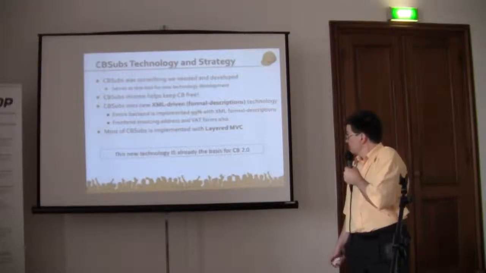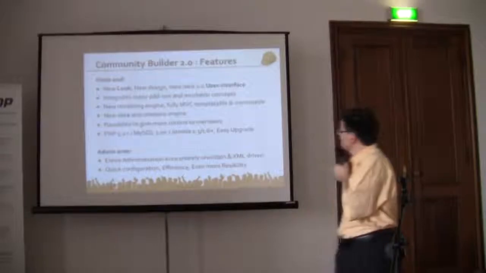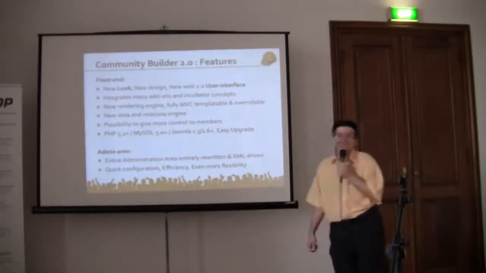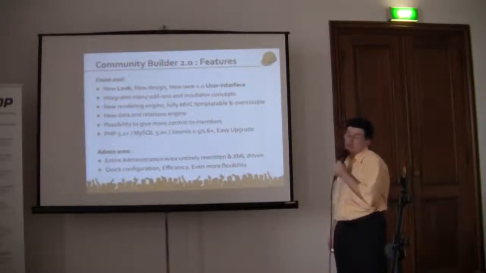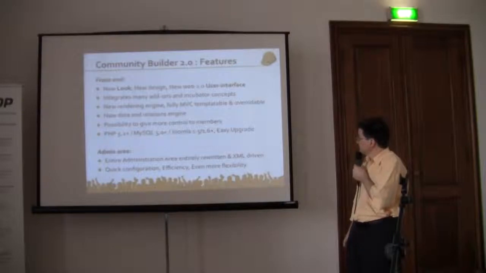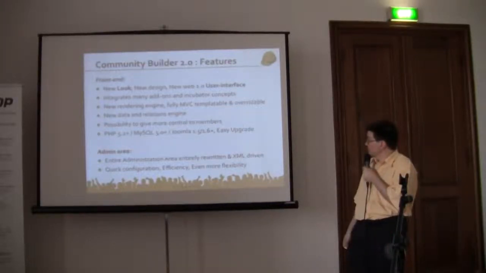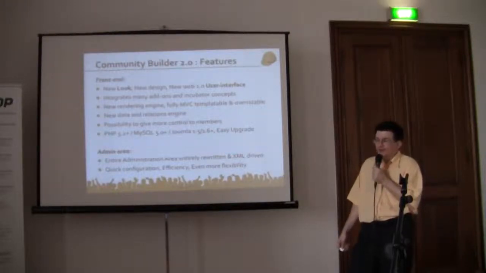The second part which will be going into CB 2.0 is the layered MVC. I will be talking about those two things in a bit. Main new features of Community Builder 2.0. First of all, there is a new look. It's a new design and a new templatability with a new Web 2.0-like user interface. A lot of Ajax, actually, all the profile updates are Ajax driven. It integrates a lot of our incubator plugins. It has a new rendering engine, which is fully MVC templatable and overridable in Joomla templates. This is the standard Joomla way. It has a new data and relations engine, also a research project's result, with a SQL compiler.